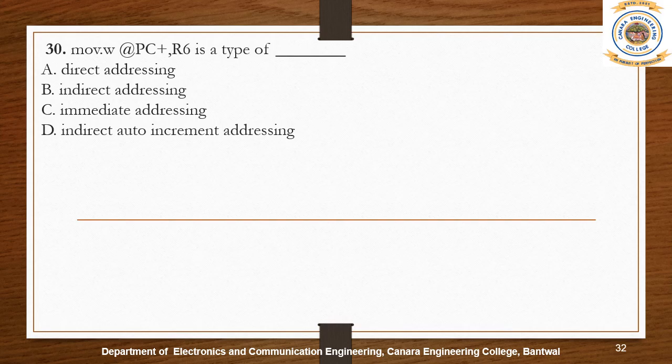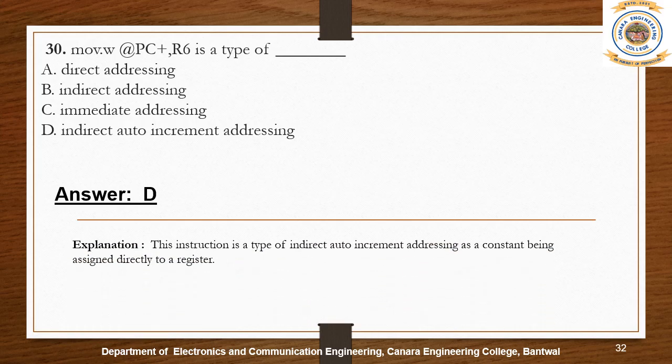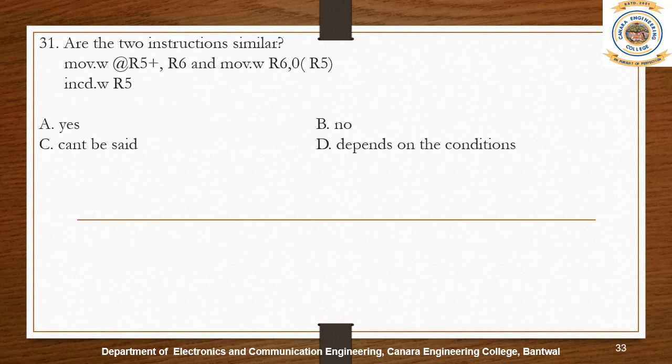We know that there are four different types of addressing modes, namely the immediate addressing mode, register direct, register indirect, and indexed addressing mode. Since in this particular instruction we have a special symbol, the at sign, it indicates that this instruction belongs to the indirect auto increment addressing mode. Here in this question we have two instructions, that is move.w @r5+, r6 and move.w r6, 0(r5), and we increment r5.